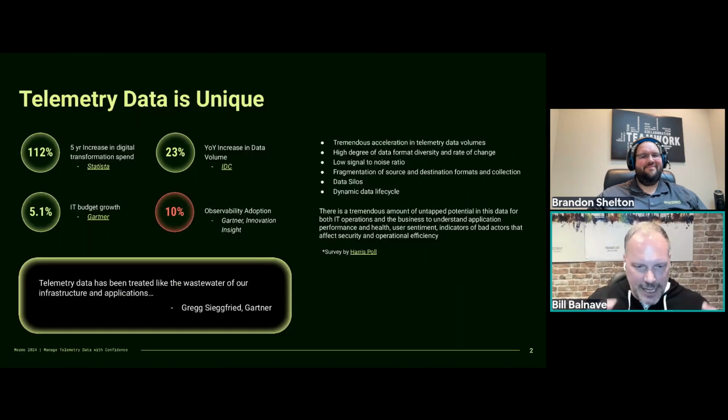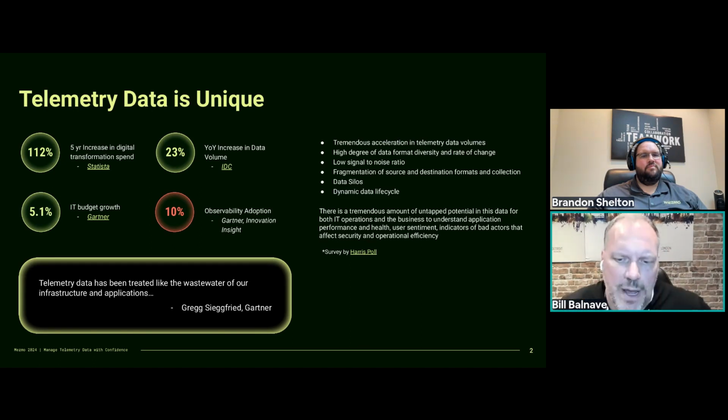Look, let's get everybody on the same page, so we all start from the same place. As some of you know, telemetry data is the stuff that is automatically generated by our apps and the stack that our apps run in. So it's logs, it's traces, it's events, and it's metrics.